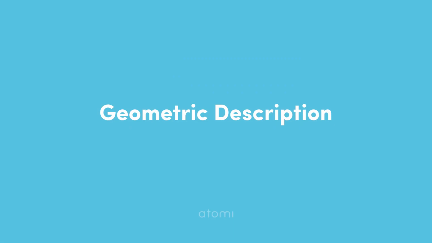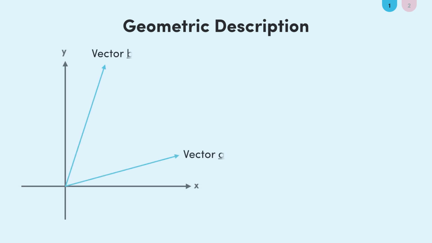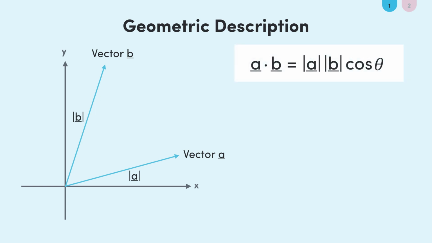So if we're talking about a geometric approach, let's draw two random vectors on a number plane. Remember, these vectors will have both magnitude and direction. The magnitude will be the length of the vector, denoted by this for vector A and this for vector B. The neat thing about this is that we actually have a formula for the dot product which relates what we've drawn up. This is the formula.